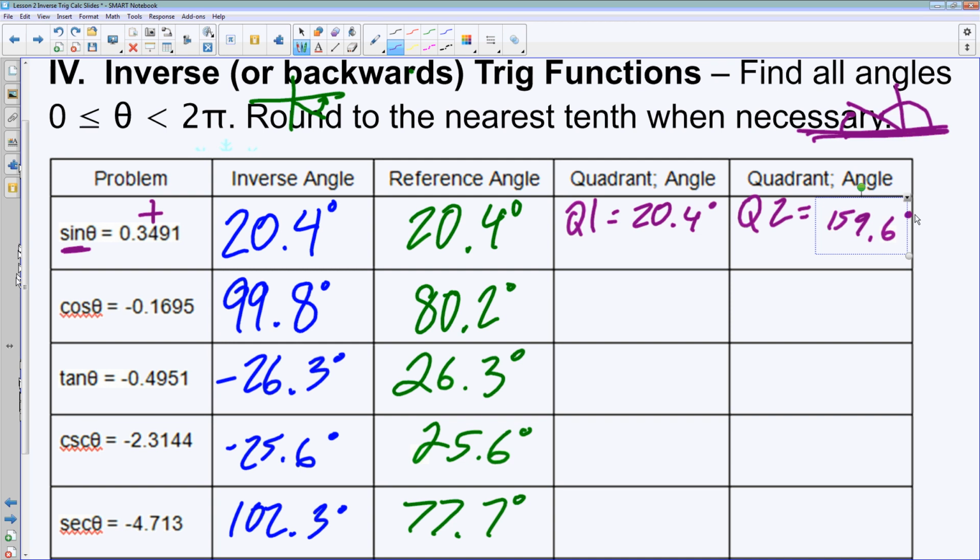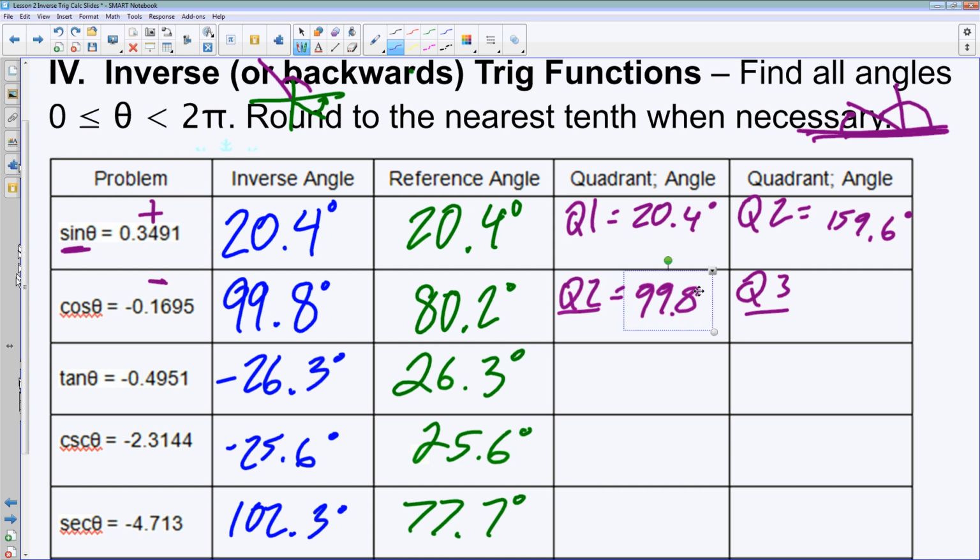All right, for our next one, cosine, it's negative. So when is cosine negative? This is something that should be fairly easy. Cosine is negative, definitely in quadrant 2 and in quadrant 3. Now my angle, 99.8, is actually already in quadrant 2, because it's more than 90 degrees. Yay, I don't have to do any work for that.